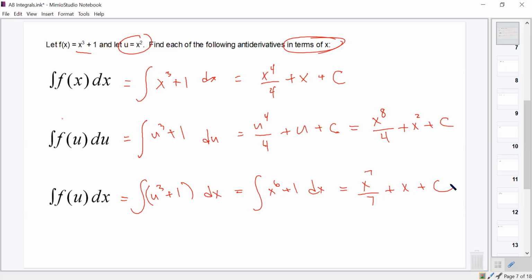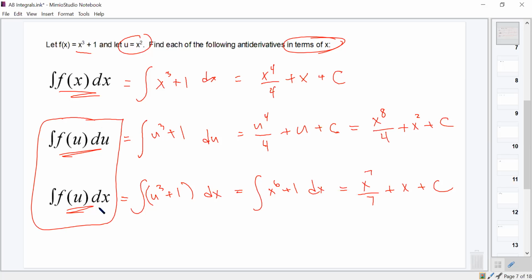So hopefully we note that these variables over here matter, right? If we did f of x dx, we get one thing. If we do f of u du, we get something else. And f of u dx is a completely different thing. And the biggest thing that we probably want to note is that these two, f of u du and f of u dx, are very different from each other.